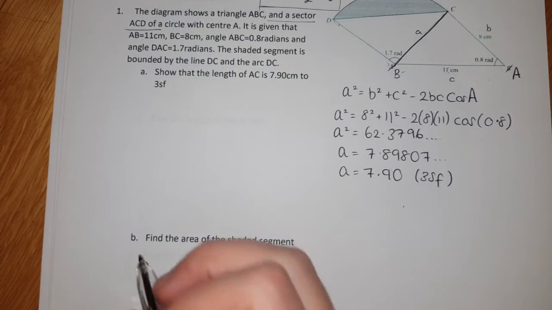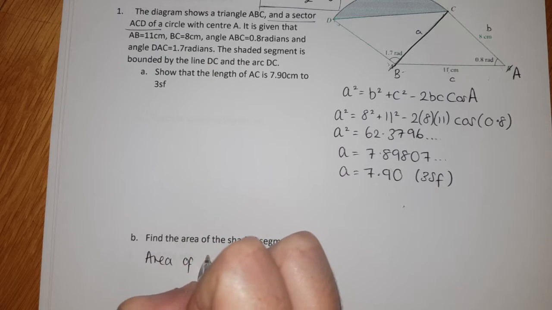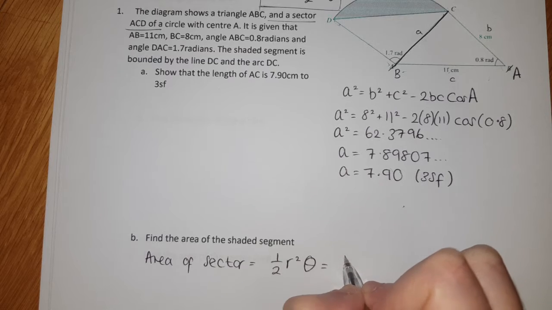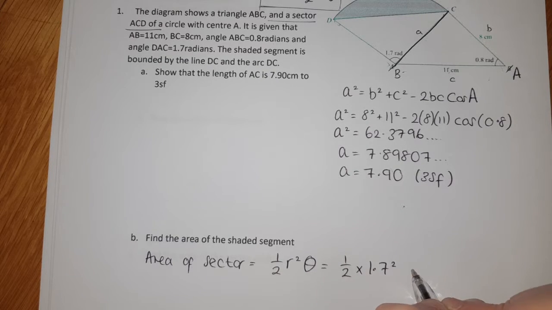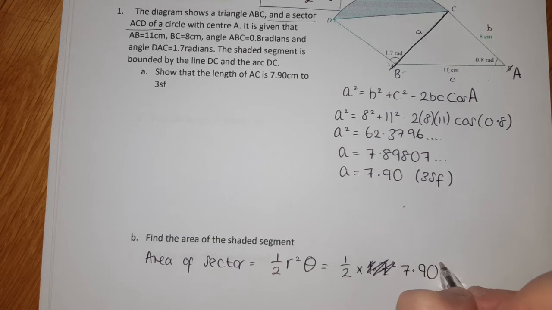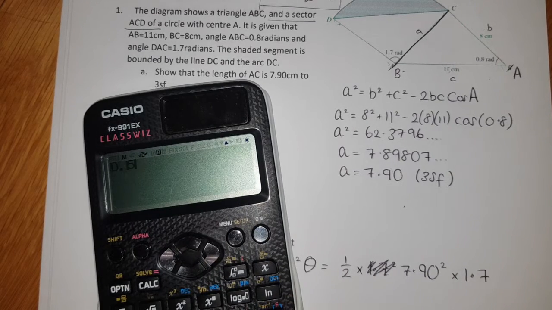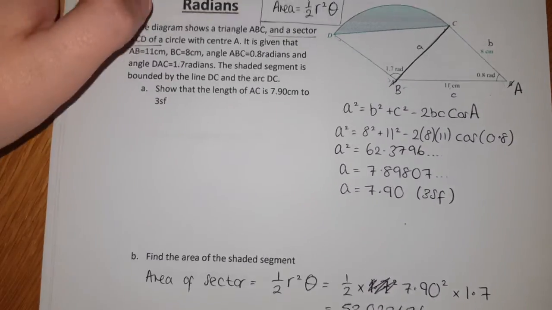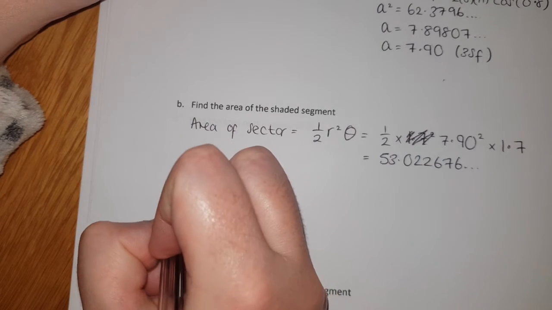So area of a sector, first of all, is just a half r squared theta. So in our case, that's a half times 7.90 squared times theta, which is 1.7. So I've got half times, I'm going to use the answer button since it was the last thing I typed on my calculator, times 1.7. We get the area is 53.022676, and so on.